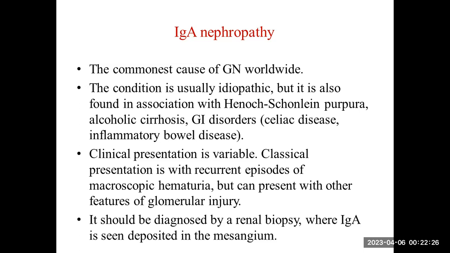Steroids and immunosuppressive therapy are indicated in two situations in IgA nephropathy. Number one, if you have nephrotic syndrome, which is rare. If you have a case of IgA nephropathy presenting as nephrotic syndrome, here you should give steroids. This is an indication for a steroid in IgA nephropathy.